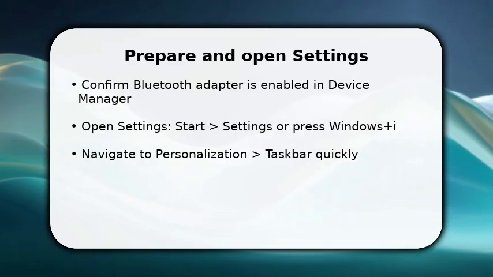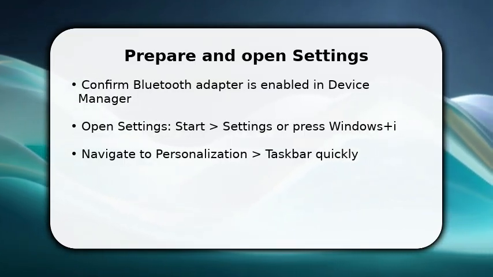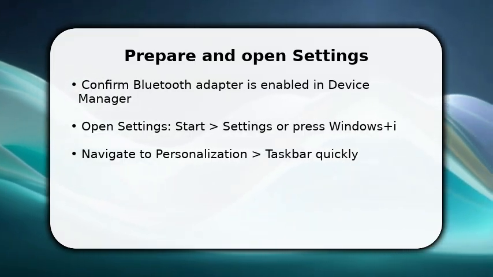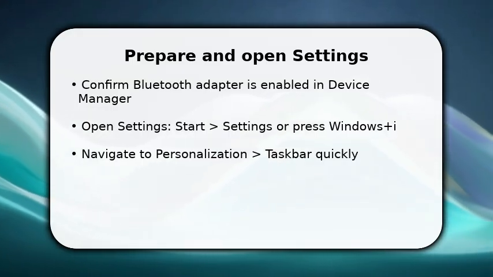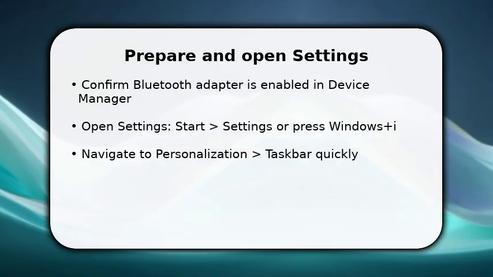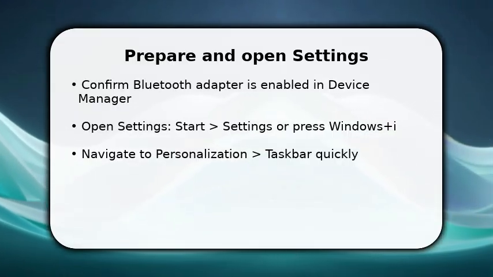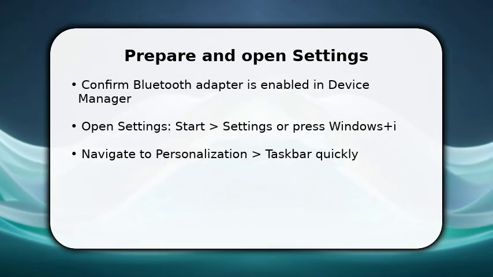You're starting the interface changes. If taskbar settings look different, switch to the correct view. You're doing this so Windows shows the Bluetooth icon rather than hiding it. Keeping the adapter enabled prevents the icon from disappearing again. Now proceed to customize which icons appear.